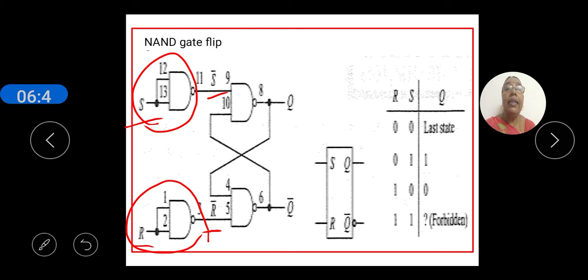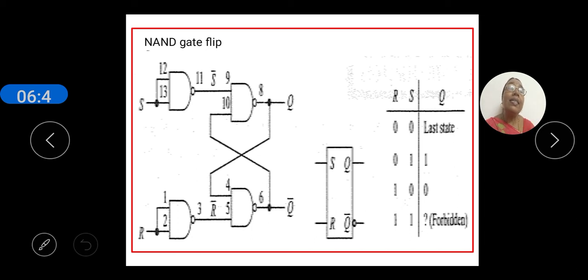So, this is the NAND gate flip-flop which has the inputs S and R instead of S bar and R bar. So, now the truth table is similar to the truth table for NOR gate flip-flop. It starts from 0 0, 0 1, 1 0 and then 1 1. So, in order to have a NAND gate flip-flop similar to a NOR gate flip-flop, we must connect two NOT gates to the inputs of the NAND gate flip-flop.